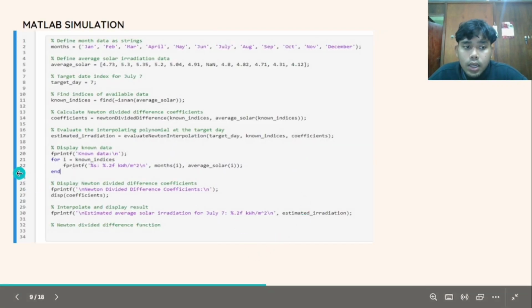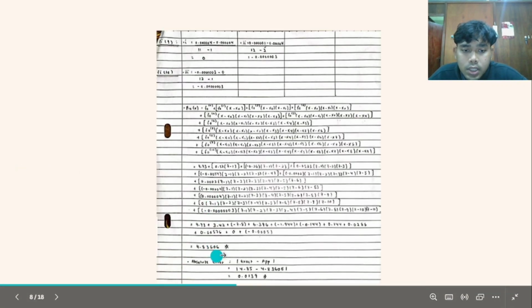Okay, as you can see, the Pn, the order of the polynomial from this data, is 10, so the number of points for polynomial interpolation is 11. So the approximate value is 4.83606, and the absolute error is the true value minus the approximate, and we get 0.0139.